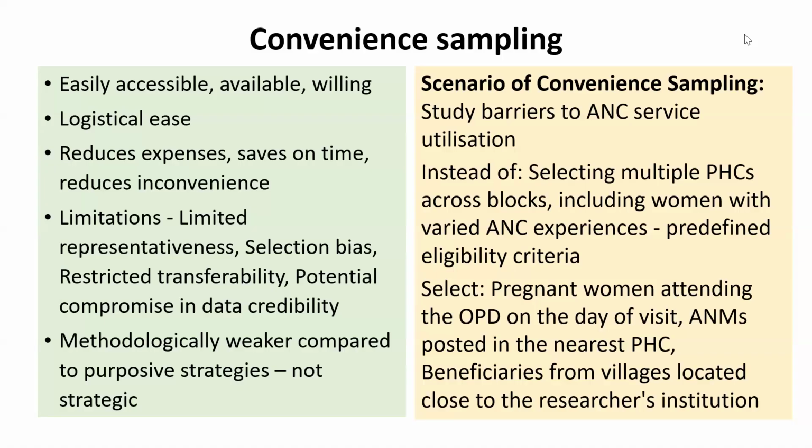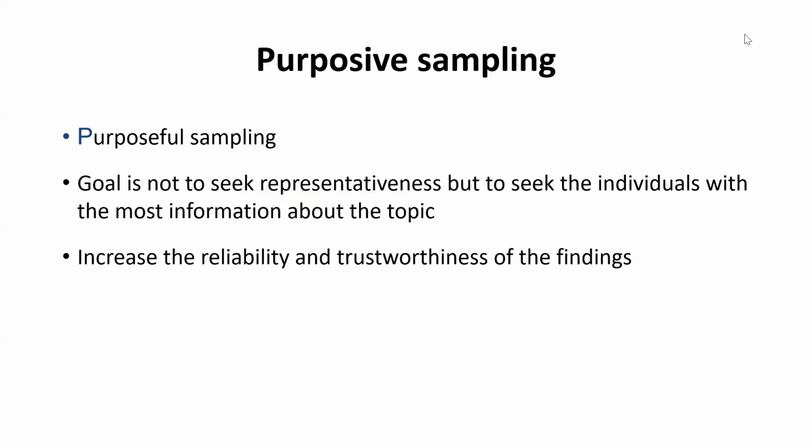Or you say that you're going to interact with the ANMs who are posted in the PHC nearest to my institute, or the women who are residing closest to my institute. So I'm looking at convenience as a priority, and this is the greatest limitation of this kind of sampling. So whenever you do any study and you say that you are using convenience sampling, you have nothing to gain as far as research and the results of the study are concerned. This is something we need to realize and give up using this kind of sampling altogether.